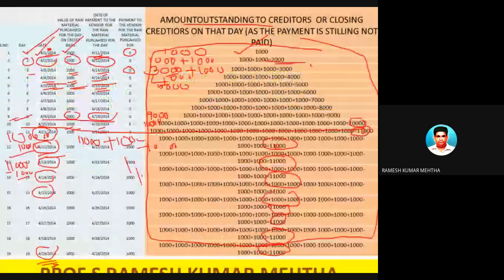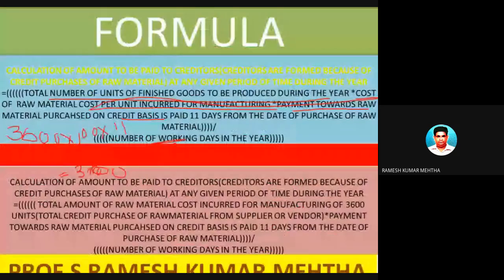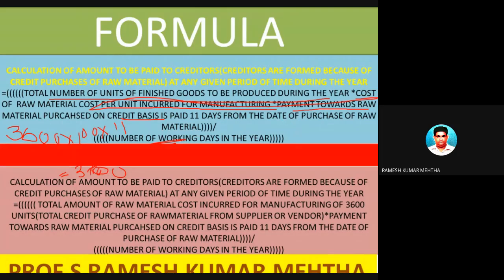So if you solve this, 3,600 into 100 rupees per unit of raw material purchased, into 11 days of credit period allowed by the creditors, by 360 days. So that is number of units produced during the whole year, into raw material cost per unit which is purchased on credit basis, into 11 days is the time allowed by the creditors, by 360 days. If you solve this, you will get 11,000 rupees. That is the amount which is outstanding to the creditors at any given period of time.